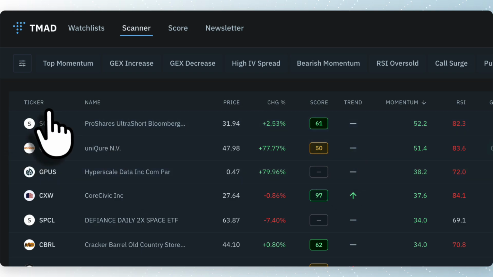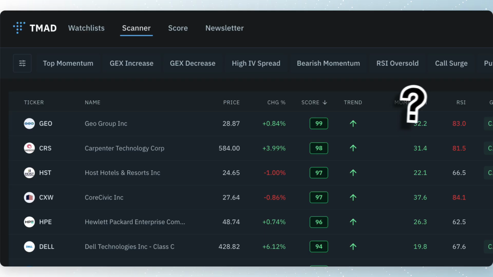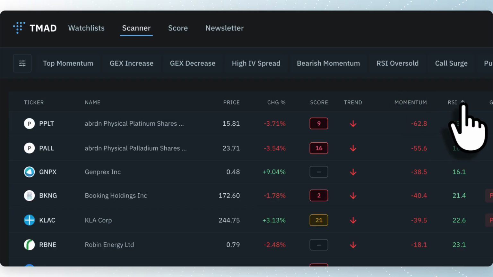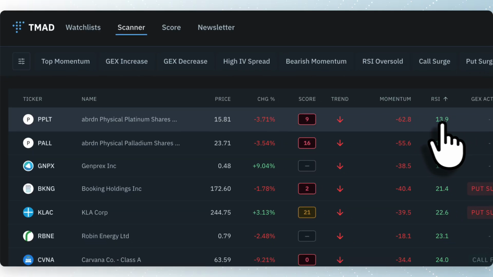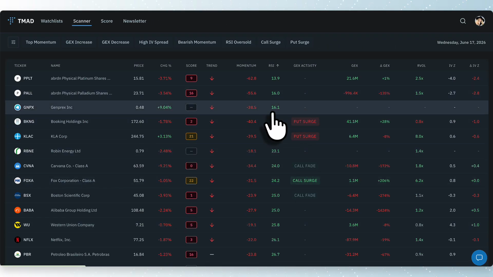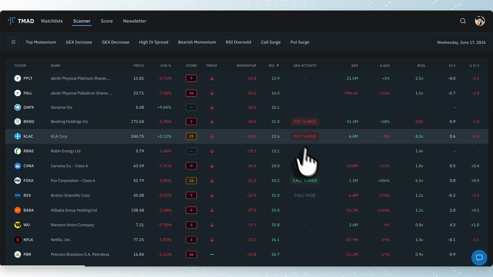So you see all these stocks in here. You can just again find which is the highest score, trend, momentum. You can sort by the RSI, which is the lowest RSI. These names are probably really beat up. You have also put surge.